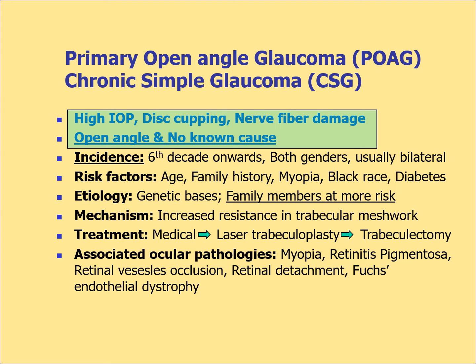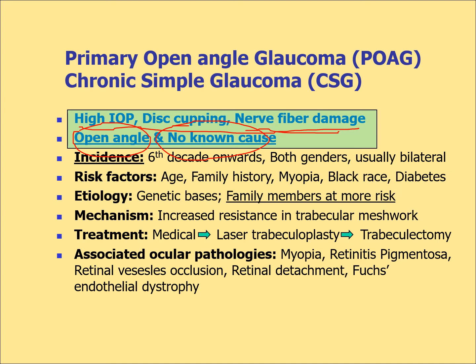First of all, we'll discuss the primary open angle glaucoma. Remember from the definition, high intraocular pressure, disc cupping, and nerve fiber damage. For the high intraocular pressure, you need to do tonometry. For the cupping, ophthalmoscopy, and for the nerve fiber damage, you need to do visual fields and OCT. Now remember two other things. Patients should have an open angle, and there should be no known cause to label the patient as open angle glaucoma. The rest is all MCQs, so you need to concentrate on that.